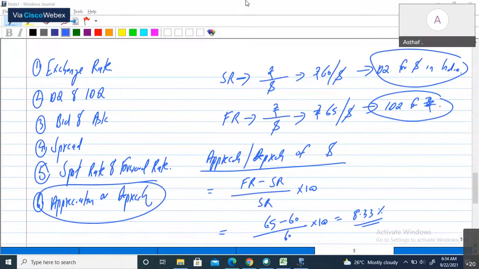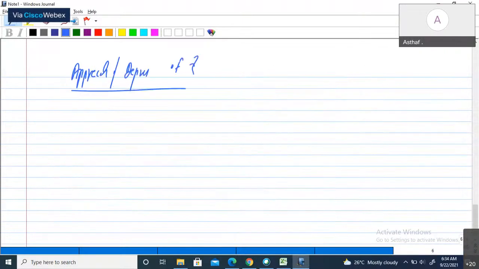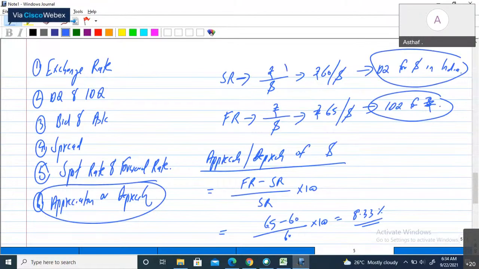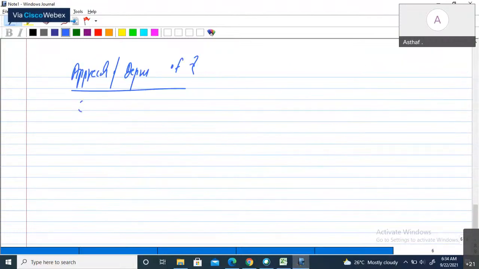See here, two ways we can complete. Here, we applied the formula only from the direct quote perspective. So step number one, you have to convert this indirect quote into direct quote. That means if it is rupee to dollar, where dollar is the direct quote, we have to do dollar per rupee. I will tell you two approaches to find out appreciation or depreciation.